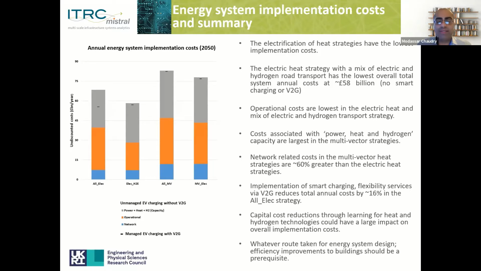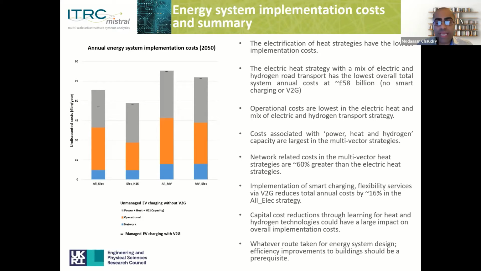Now, costs associated with power and heat and hydrogen capacities are largest in the multi-vector strategy. This is mainly due to use of expensive CHP systems and the requirement for hydrogen production capacity to meet heat and transport demand. Now, network-related costs in the multi-vector heat strategies are 60% greater than the electric heat strategies. This is mainly due to the implementation of heat networks, where costs related to civil engineering works are quite high, and of course the cost of building a new hydrogen network, even though some of the gas pipes are repurposed. Given greater number of EVs and electrification of heat, the implementation of smart charging and V2G has the biggest impact in reducing total annual costs in the all-electric strategy of approximately 16%, so lower operational and capital costs.